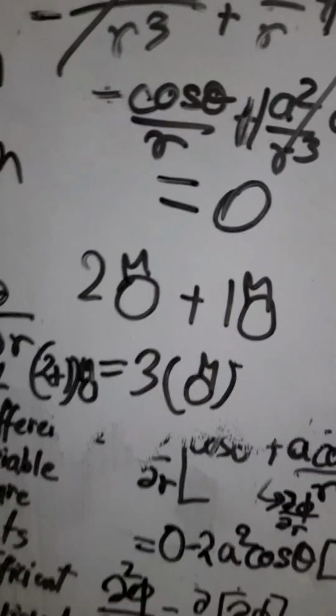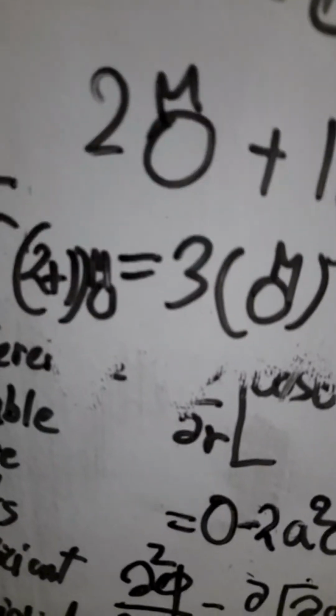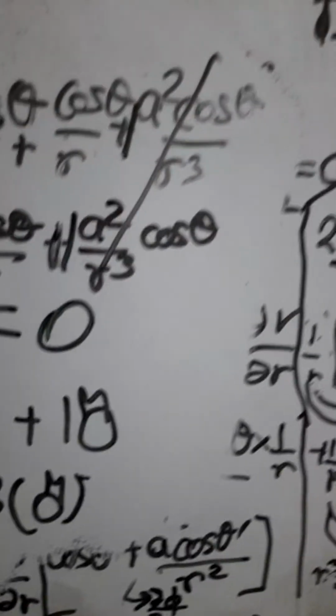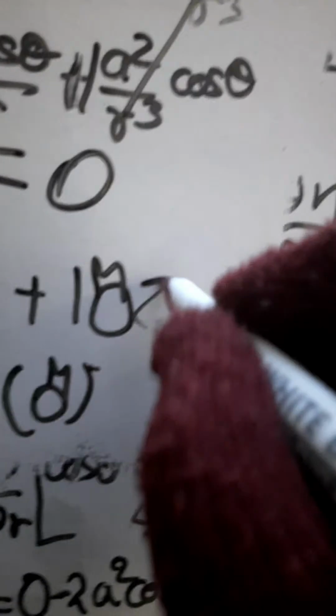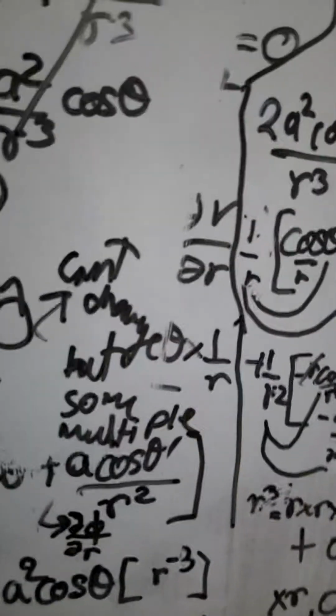Because we just added the coefficients, 2 plus 1, whole bracket into orange. So this is how it works, right? 2 orange plus 1 orange would be 2 plus 1 equal to 3 orange. Orange is still there. So this variable is like orange. You can't just change it, but some multiple of it.